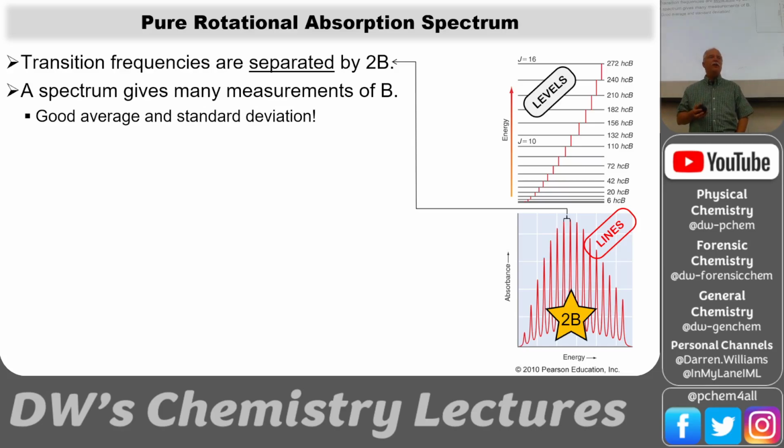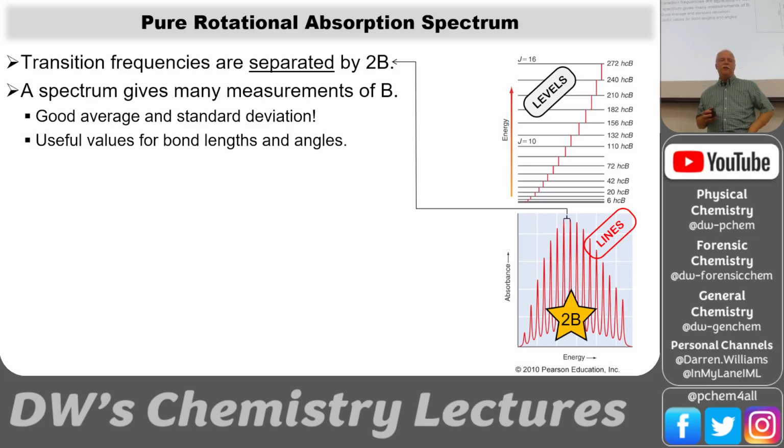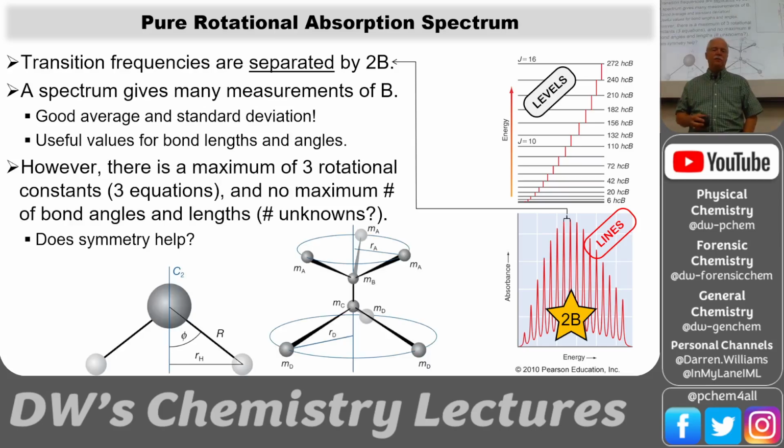So this gives you a really good average and a really good standard deviation. So that means you're going to have lots of significant figures, right? If you've got a crummy average, you might have 2 significant figures. If you have a really good standard deviation, it's out in the 4th or 5th decimal place. Now you've got 6 or 7 significant figures. And then when you calculate the bond length, then you'll have also 6 or 7 significant figures. So this is really good for bond lengths and angles.